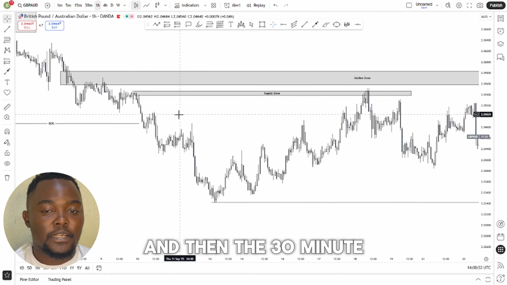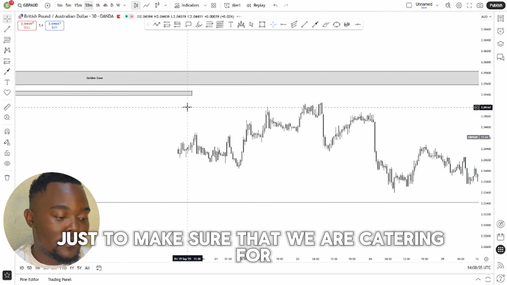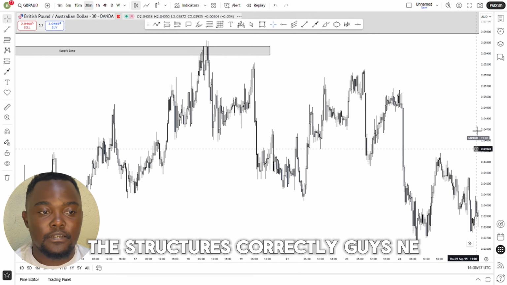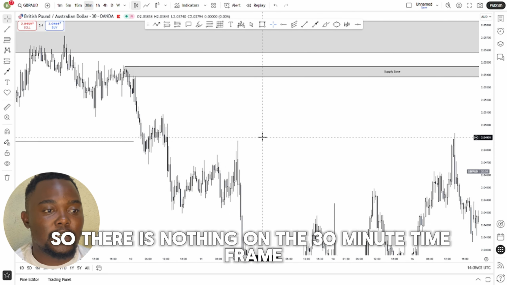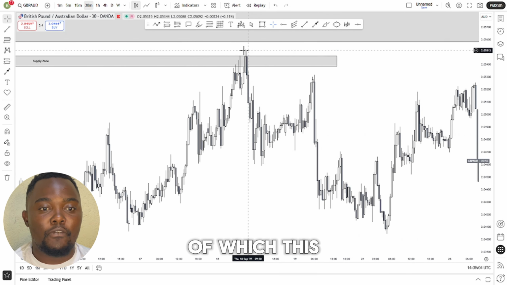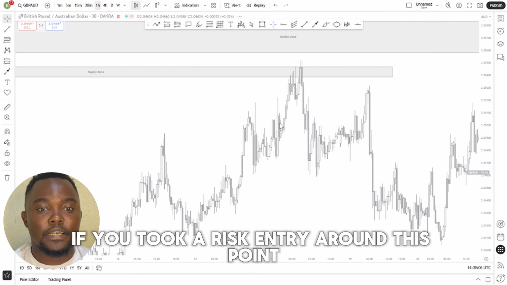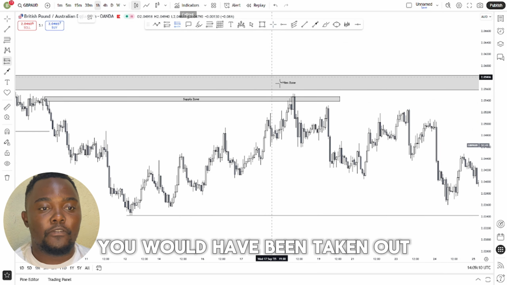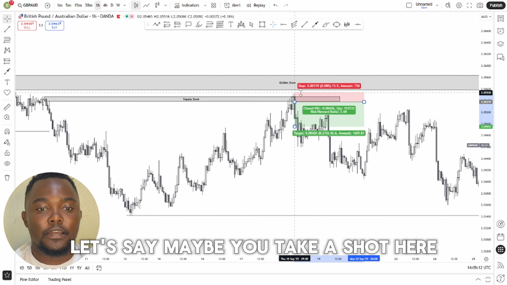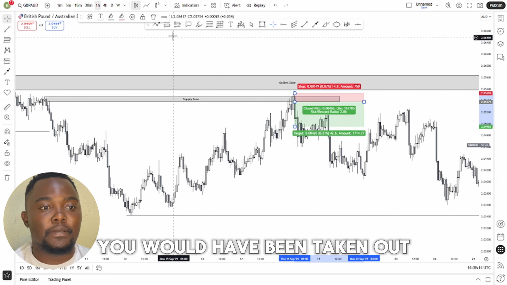And then the 30-minute, just to make sure that we are catering for the structures correctly, guys. So the 30-minute time frame, let's just check. There is nothing on the 30-minute time frame, of which if you took a risk entry around this point, you would have been taken out. Around here you would have been taken out. Let's say maybe you take a shot here, your stop loss is just above, you would have been taken out.